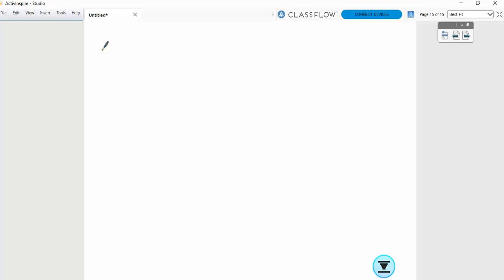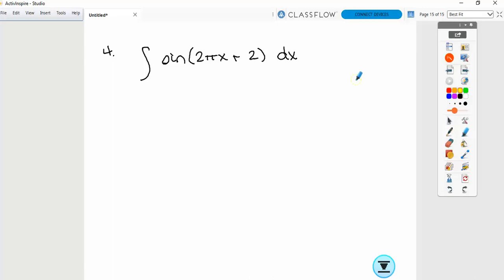So I did number 4. I have the integral of sine of (2 pi x plus 2) dx. So this is inside my parentheses, so that's my angle. When you do the antiderivative of a trig function, like when we do the derivative of a trig function, the angle doesn't change, so that stays. We have to ask ourselves, what has a derivative of sine? So the derivative of cosine is negative sine, so we'd have to have a negative cosine.